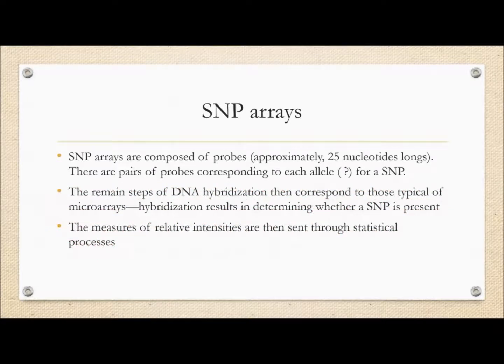So the remaining steps of DNA hybridization, you create a SNP array where the probes are pieces of genes associated with SNPs, okay, which have a SNP in them. And everything else is basically experimentally like that of a microarray. The measures of relative intensities for a test, a control versus a diseased individual, for example, are sent through statistical processes.